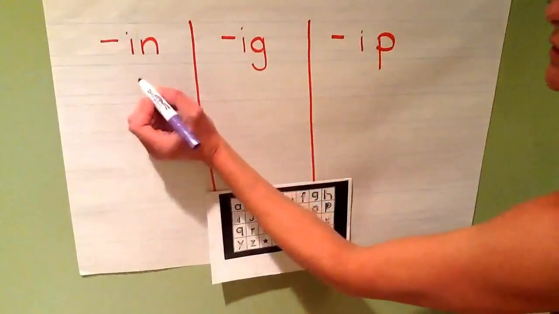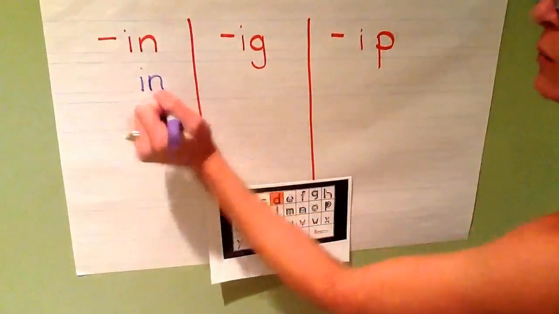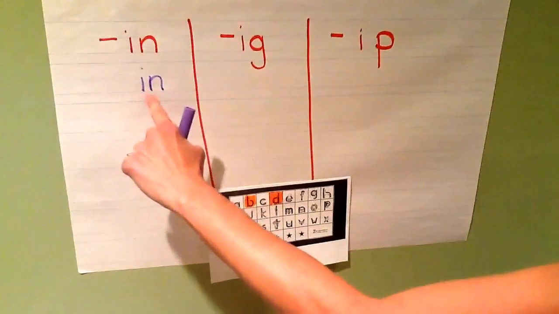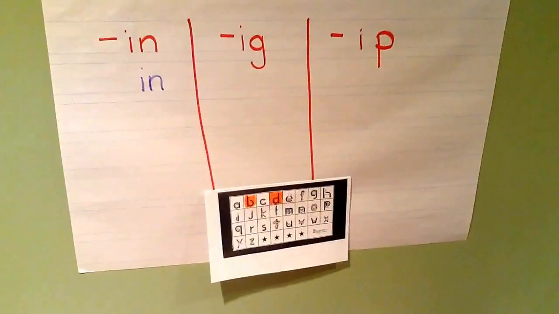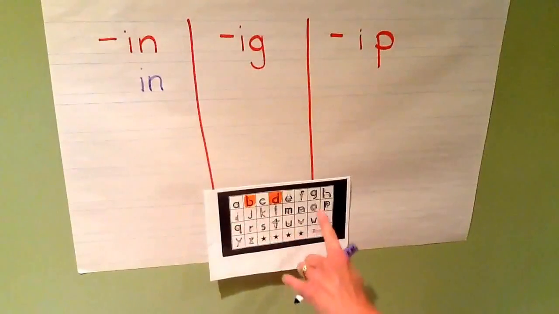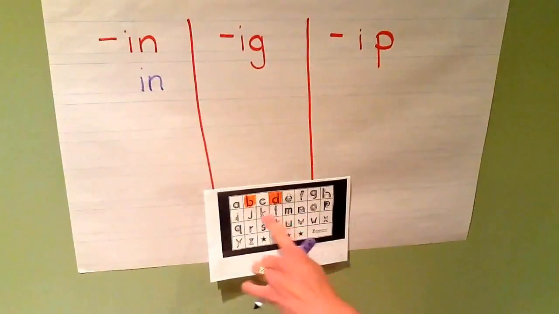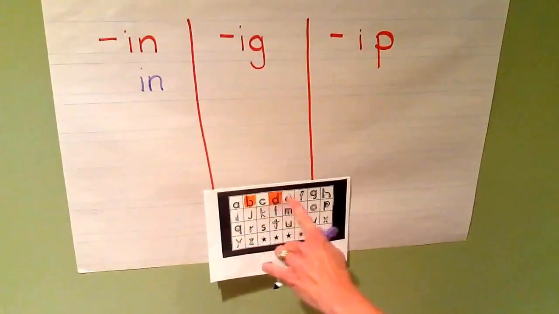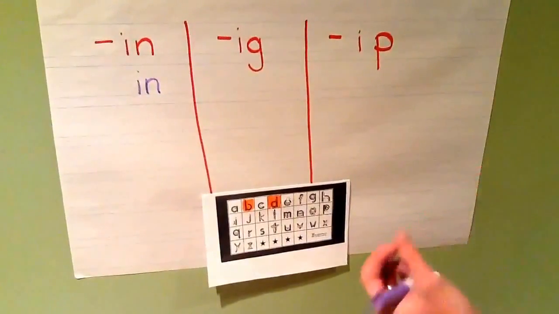So what I'm going to do first is come down here and write in right here, because if my word has this word family, I need to write it. Then I'm going to think about what consonant I can put in the front of in to make a real word. Remember that a consonant is not a vowel. Vowels are A, E, I, O, and U, and sometimes Y. So I need to think about a letter that's a consonant that might make sense with the word family in.